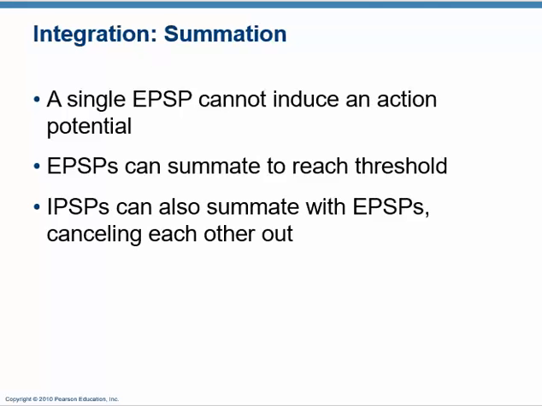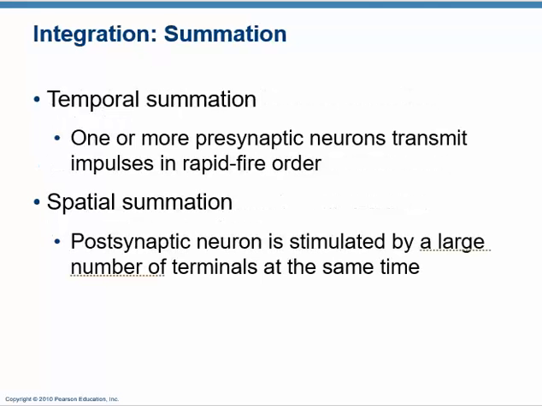you reach threshold. Now the summation can come either from the same neuron firing one after another, so that the excitatory happens from the same neuron over time, and that's called temporal. Or the excitatories can come from a number of neurons synapsing to the postsynaptic neuron, and that's called spatial.